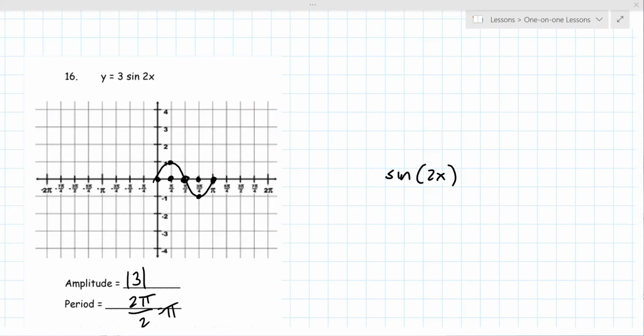So now we have to take into account the amplitude. Again, the only thing that does is stretch points. That 3 is going to pull it up. Anything that was at 0 stays the same, but 1 is going to go up to 3, and -1 is going to go down to -3, and it looks something like that.